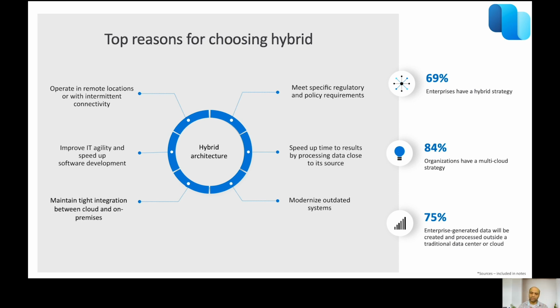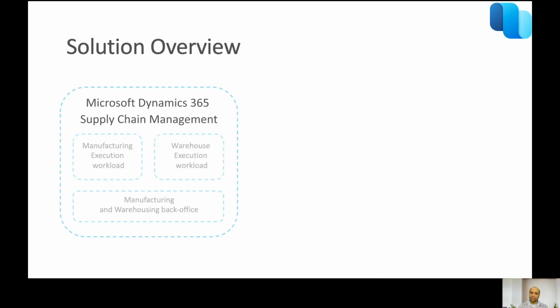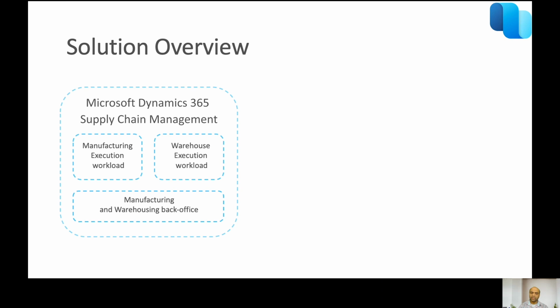So what does the solution look like? We today have Dynamics 365 supply chain management capability that provides the manufacturing and warehouse capabilities end to end as a back office set of things. But then you also have the manufacturing execution and the warehouse execution. So what does this mean? Every time I refer to manufacturing operations and warehouse operations, you have the plan aspect of it and the execution aspects of it.